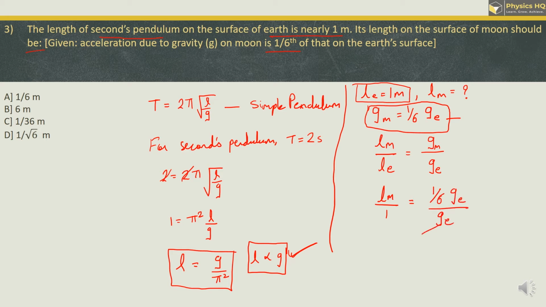So these two will cancel out and we are left with the length of the seconds pendulum on the surface of the Moon, which is 1/6 meter. So the answer is option A. Let us go to the next step.